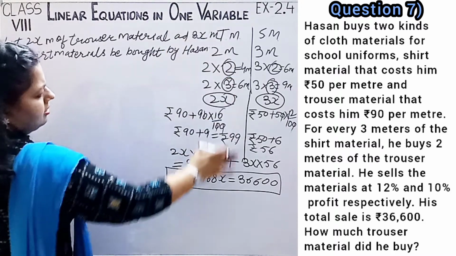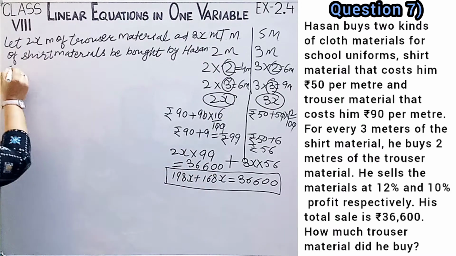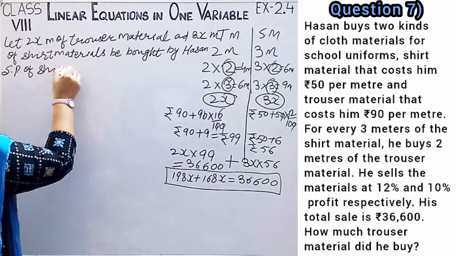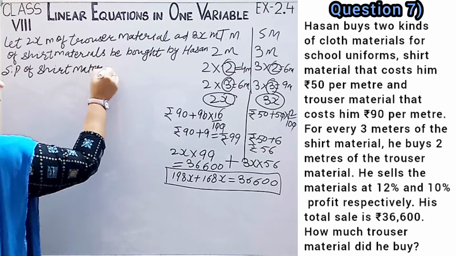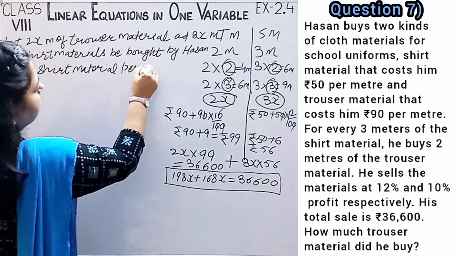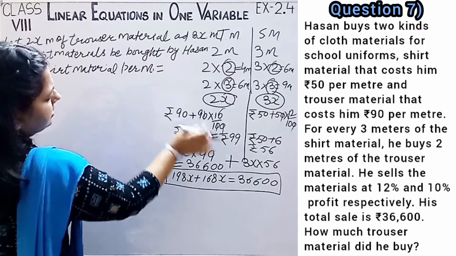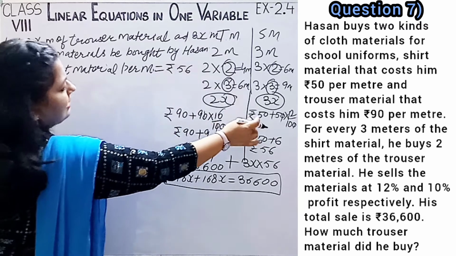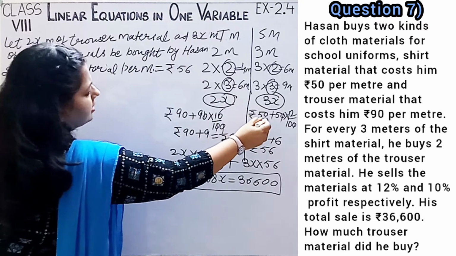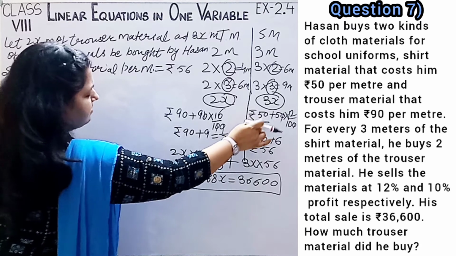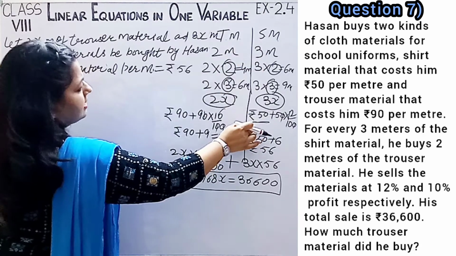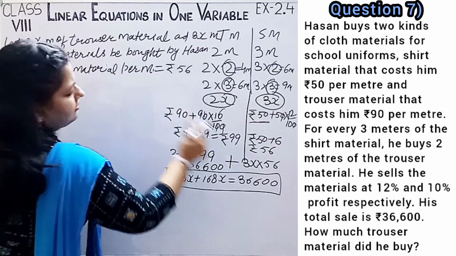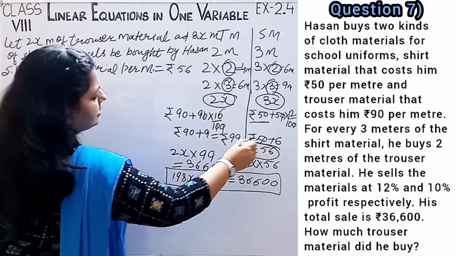We have already done all the steps. So selling price of short material per meter is 56 rupees. We have already done this, that he bought short material at rupees 56 per meter, and after that he got 12% profit on it. So after that we got 56, which we have already done here.